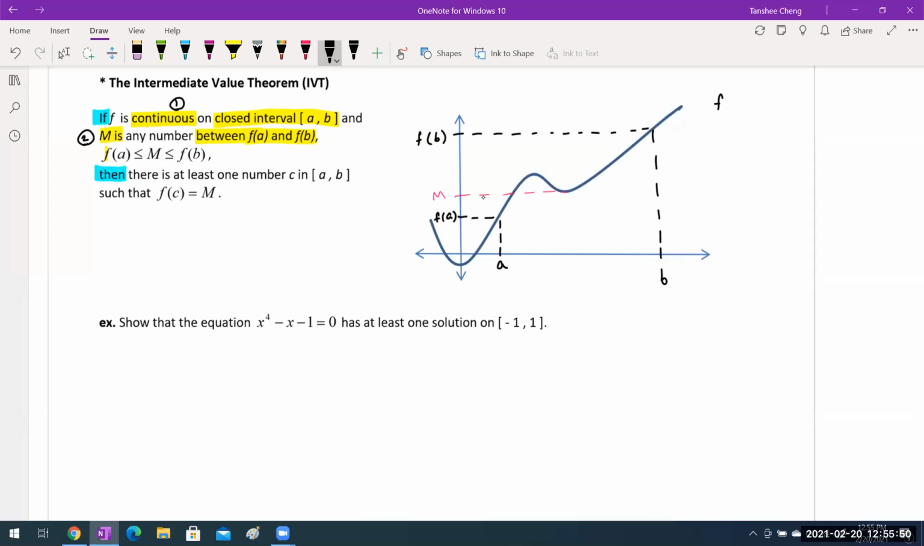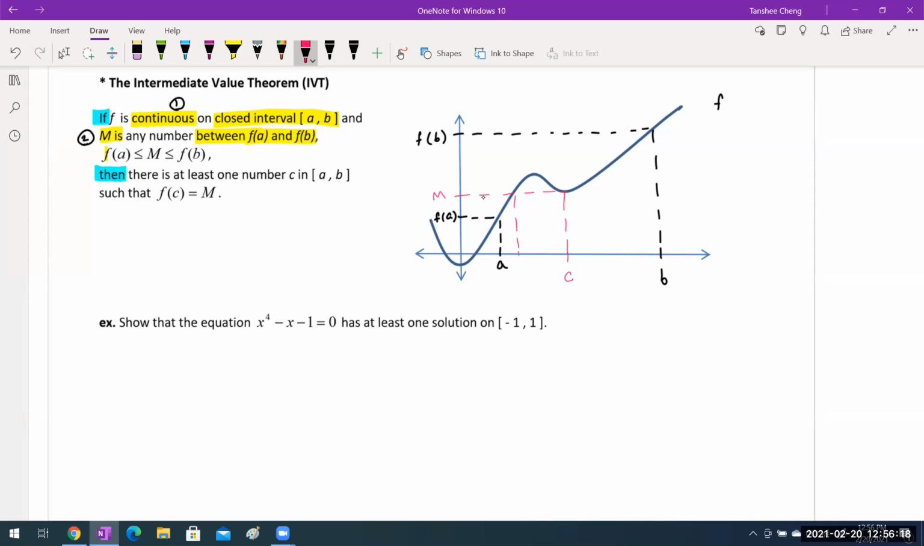Now, if these two criteria are met, then there will be a number c, at least one number c, such that f of c is equal to m. So we are looking at a value c between a and b, at least one, depending on where your m is.